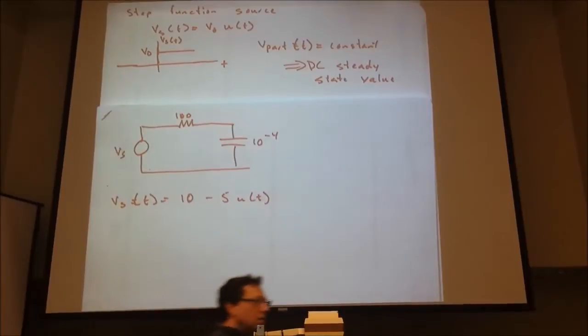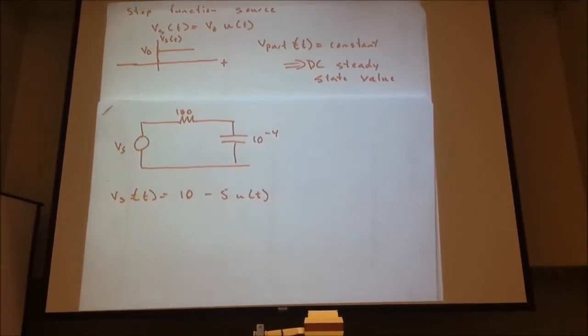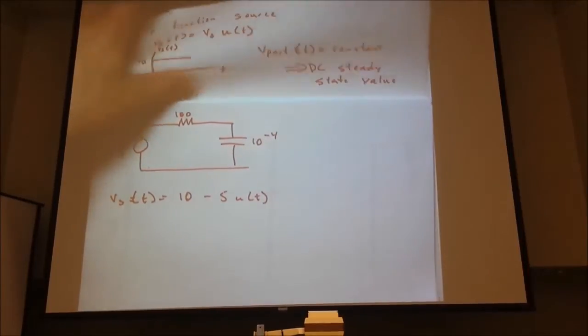So for some value, as t goes to infinity, the source goes to 5, of course. And as t goes to infinity, we reach DC steady state. In steady state, we open circuit the capacitor. No current flows across that resistor, so no voltage across that resistor then. We still apply KVL. We get the voltage across the capacitor as 5 volts.